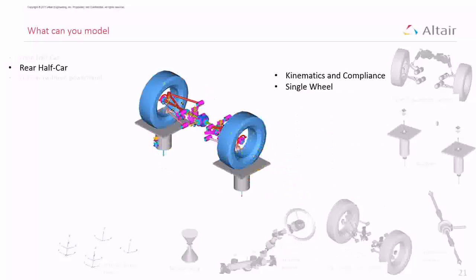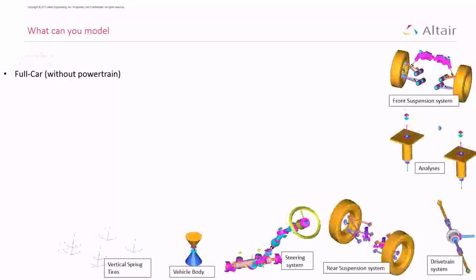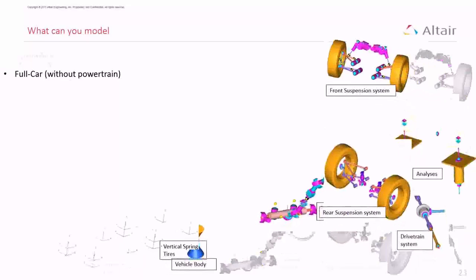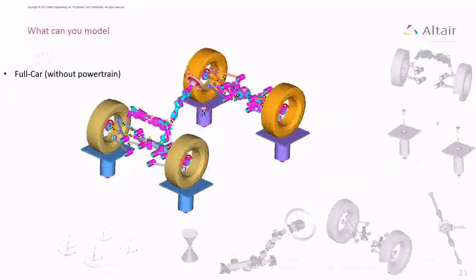And you can carry out these analyses. Keep in mind the sequence in which you select these systems does not matter. And you have the full car without powertrain, for which you are going to use all the systems given to you, and they all form the full car. And you can run a 2D road event on it, and also do a typical 4-post analysis.